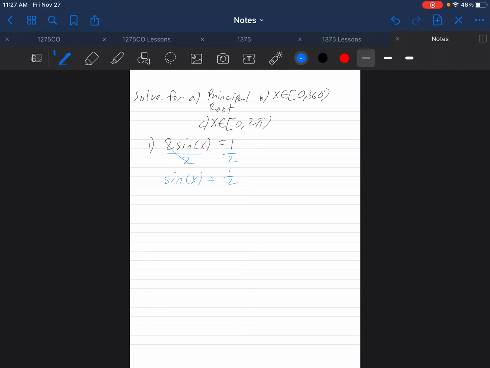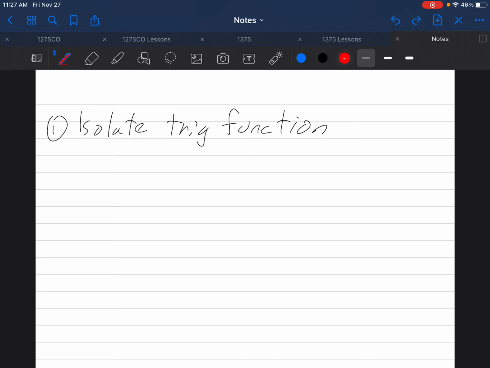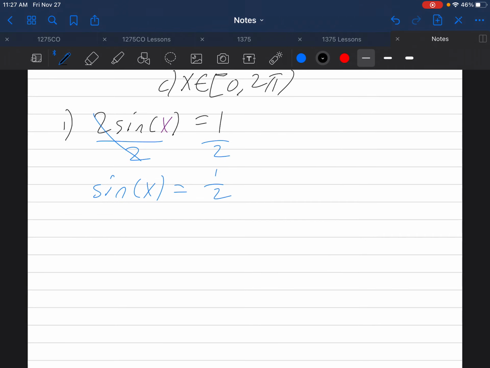After you have isolated your trig function and essentially solved for it, the next step is to use the inverse trig function to find x1. I'm going to call it x1 because, again, we are going to expect multiple answers. So we're going to have the sine inverse of 1 over 2, and we're going to call this equal to x1. We can use our calculator.